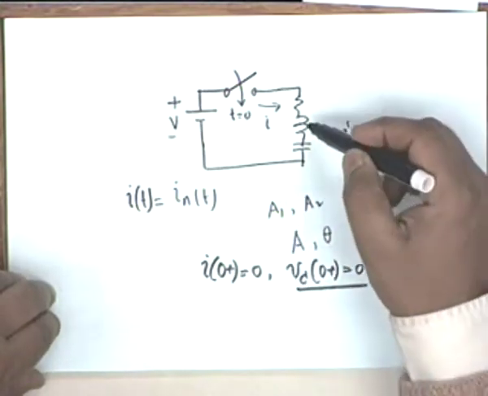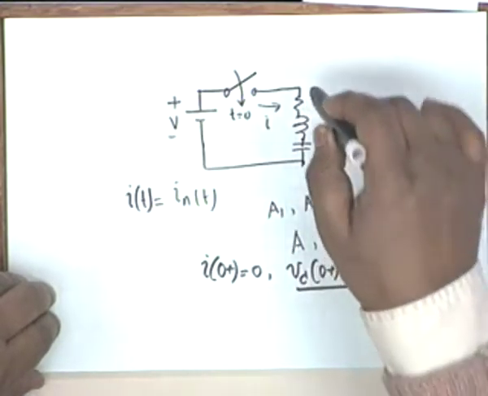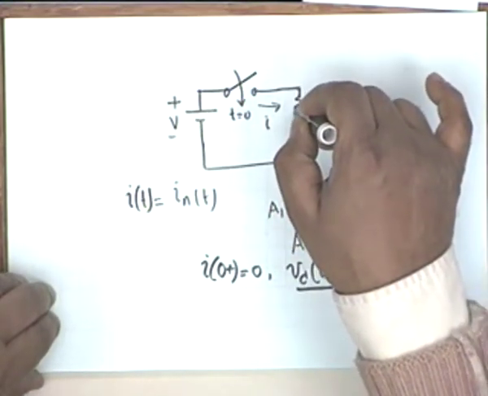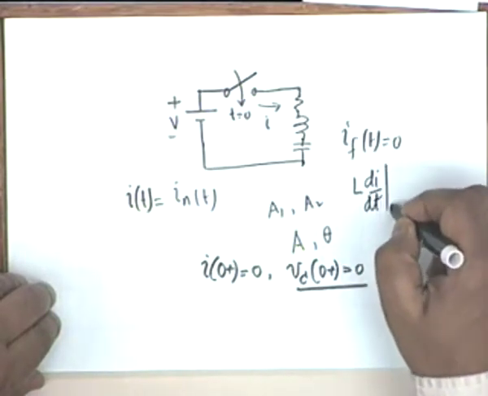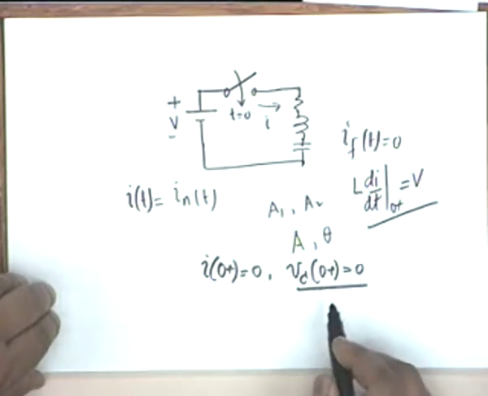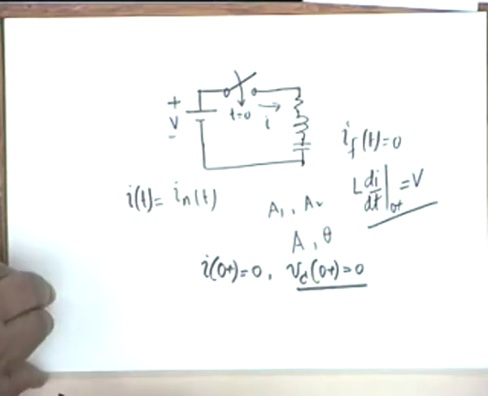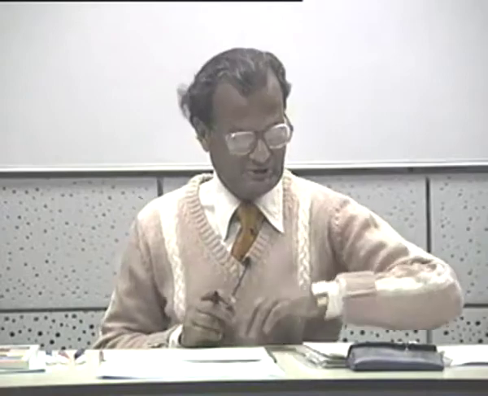What it does is that I(0+) is equal to 0, so the drop across resistance is 0, and therefore L di/dt at t equal to 0 plus becomes equal to V. This is how this initial condition comes into the picture. This also I have discussed earlier. So in a sense, so far it has been a repetition.